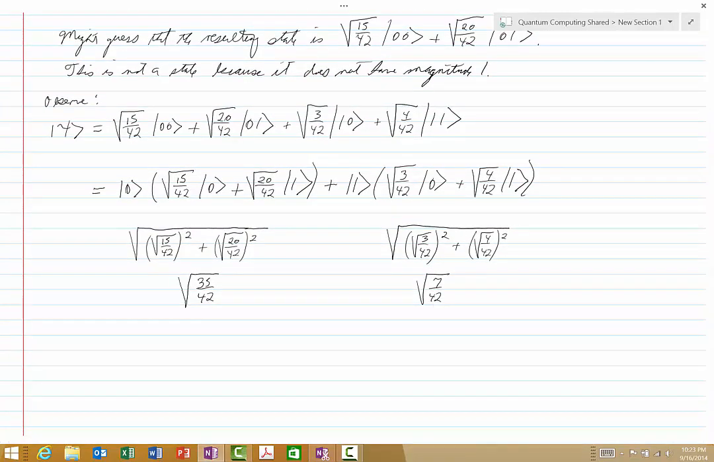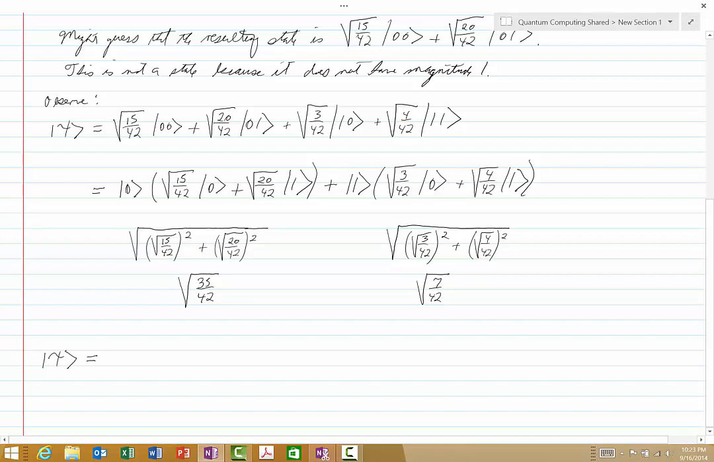Now, we don't want to change the identity of C. So if we divide this first term by this, then we must also multiply it by that. And similarly, if we divide this second term by this quantity, we must also multiply by that quantity. And so what we would get is the following.